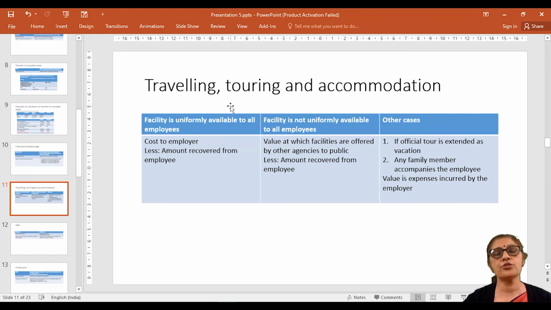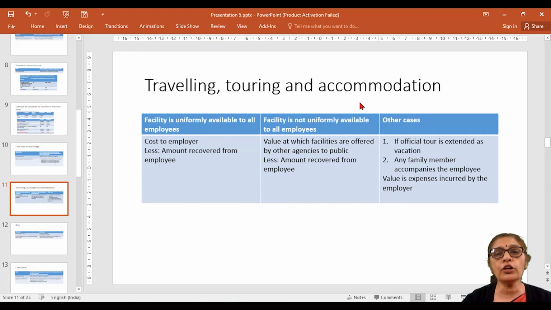And then traveling, touring and accommodation. If the traveling, touring or accommodation facility is uniformly available to all employees, whosoever goes, you get the same benefit. It's simply the cost to the employer. He spends 10,000, taxable value 10,000. You pay 4,000, taxable value 6,000. I told you in the beginning, for any perquisite, if you pay anything to the employer, the value of the perquisite gets reduced by that amount. It becomes a concessional value.